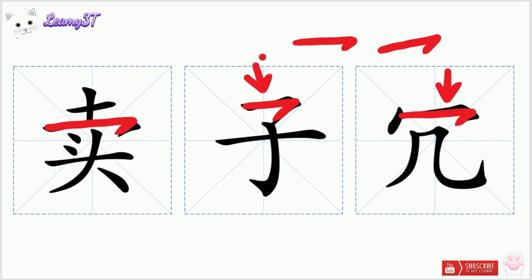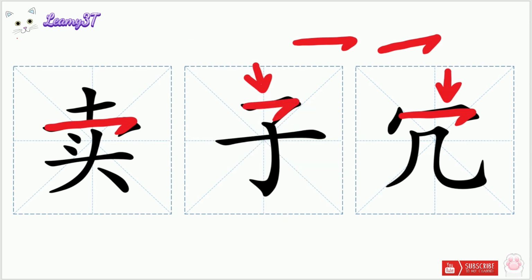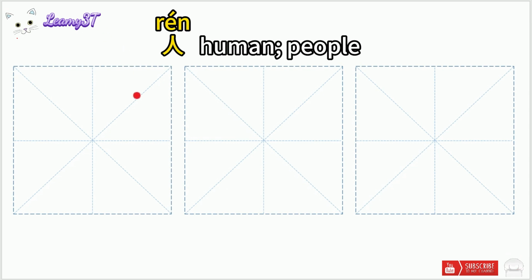Congratulations! We just finished learning the 4 basic strokes again. Woo! And next, we are going to write 4 simple Chinese characters. Here is the first character. We are going to write 人, 人. This character means human or people.